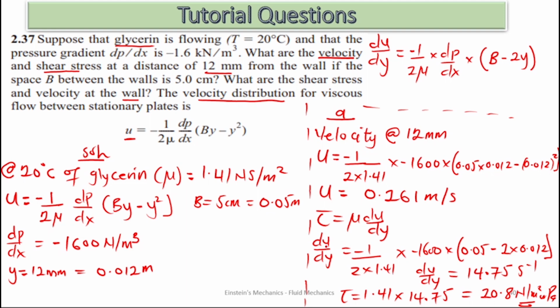The derivative is found, and let's tackle the second aspect. The second aspect is, what are the shear stress and the velocity at the wall? At the wall, what does that mean? So let's look at what this means. At the wall, we want to find out what at the wall means. Are we good?